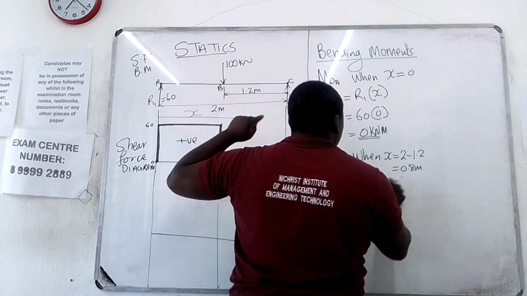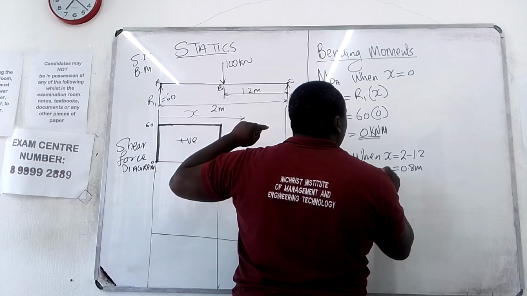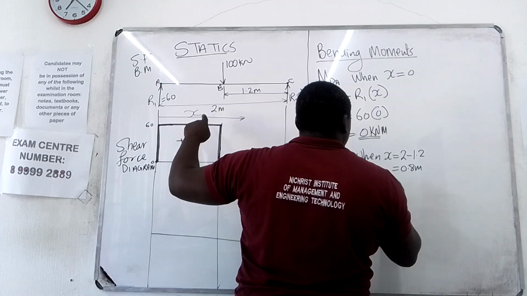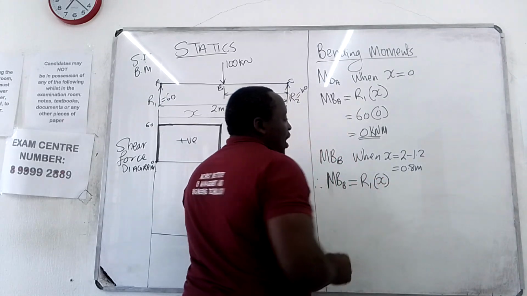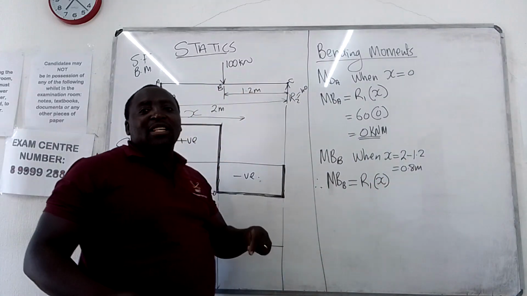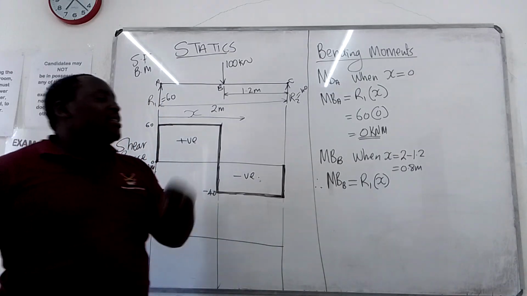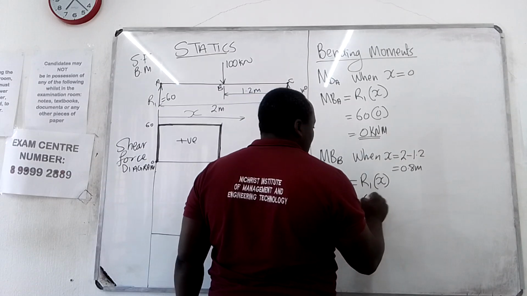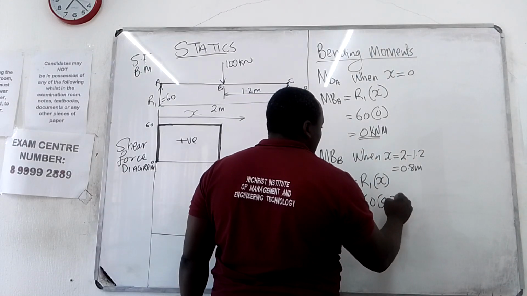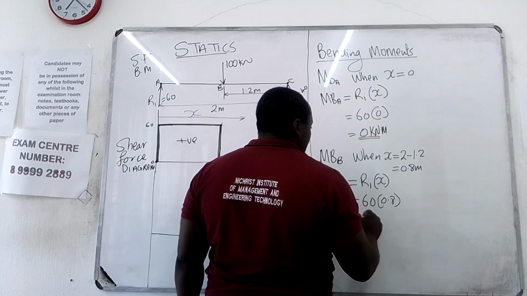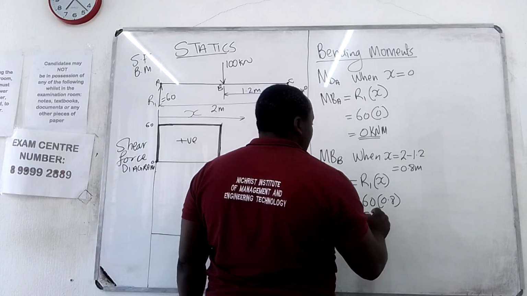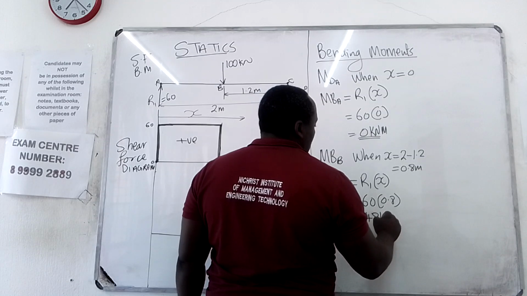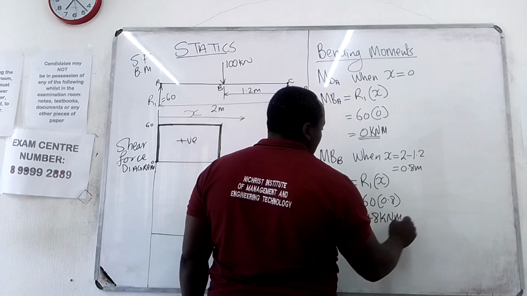First of all, the equation is R1 times X. At this instance, X is what? 0.8. So it will be 60 times 0.8, which gives us 48 kilonewton meter.